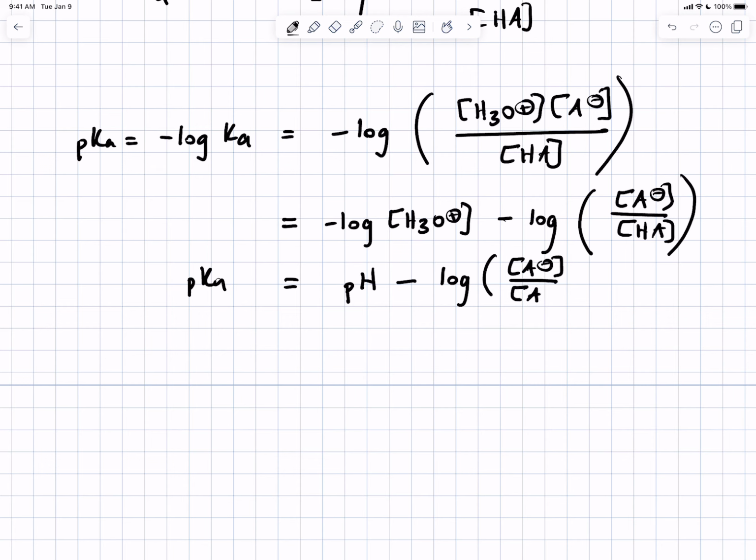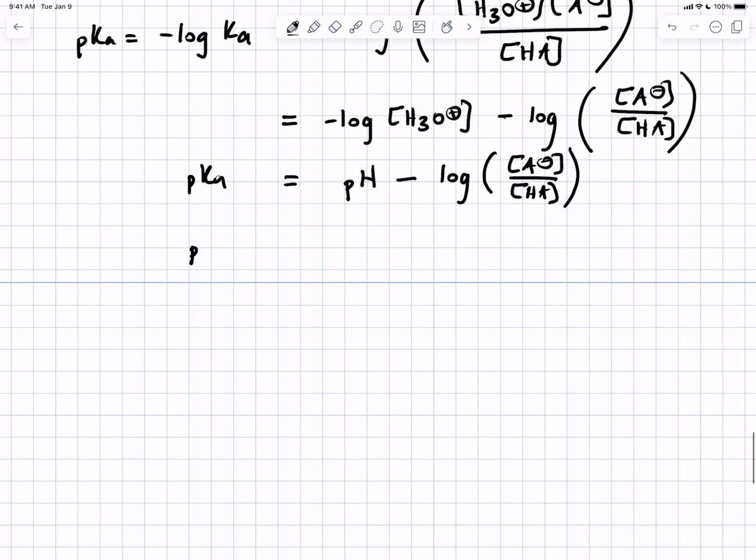I'm hearing people whisper some names that start with H. Oh, that's the Henderson-Hasselbalch relationship. Right. Derived here for your viewing consumption. Ta-da. And if you want, you can reformulate this as pKa equals pH plus log of HA over A minus. You can have whatever form you want.